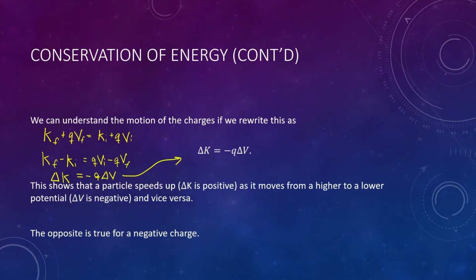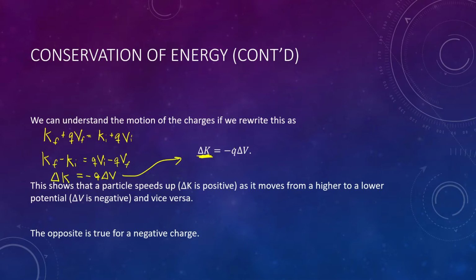Let's think about a particle that is speeding up. Okay, so we have a speeding up particle, which means this is positive, right? Delta K is positive. Final minus initial. To be positive means your final kinetic energy is greater than your initial. In order for this to be positive, though, something interesting has to happen. Because there's a minus sign here, something has to happen to turn that into a positive. Which means we must either have a negative charge or a negative potential difference.